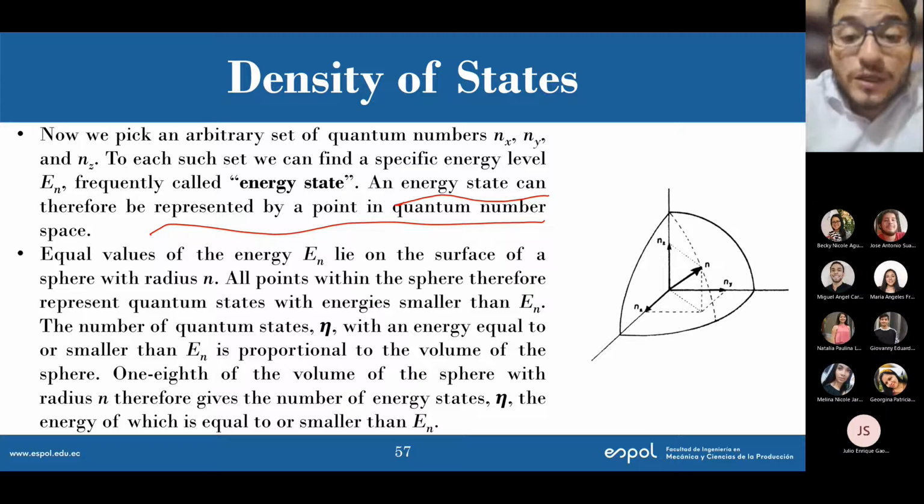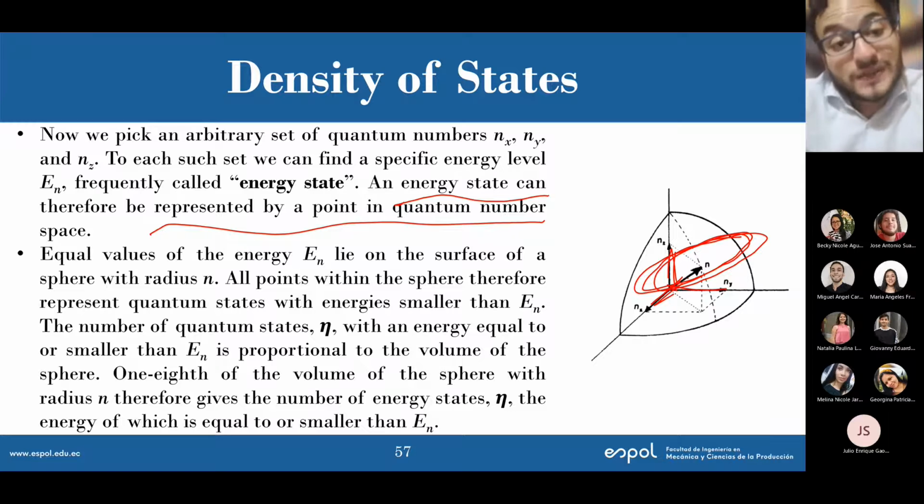If you see, I have the three quantum numbers there, right? I have nx, ny, and nz. I have my three quantum numbers, and therefore I can represent them by just one vector, so I'm in quantum number space. I can use this vector to represent my energy state, because the quantum numbers are related to the energy state of a particle.